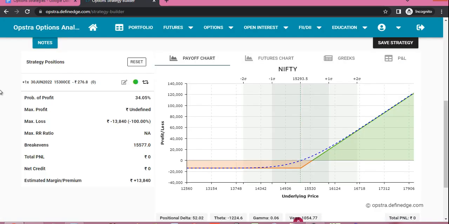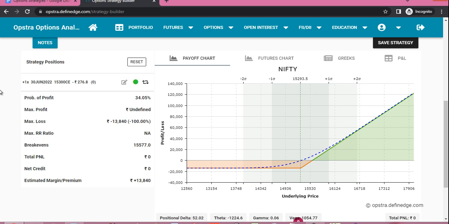Now we'll do a trade on Opstra option simulator. This is a simulator in which you can practice option strategies and learn option trading without losing or investing real money. So if you want me to make a separate video on Opstra, let me know in the comments below. If more comments are coming, I will make a separate video.